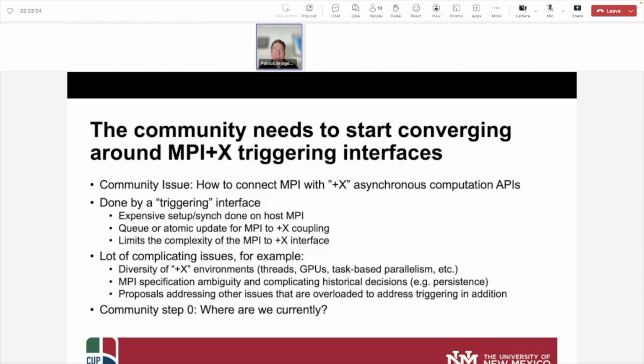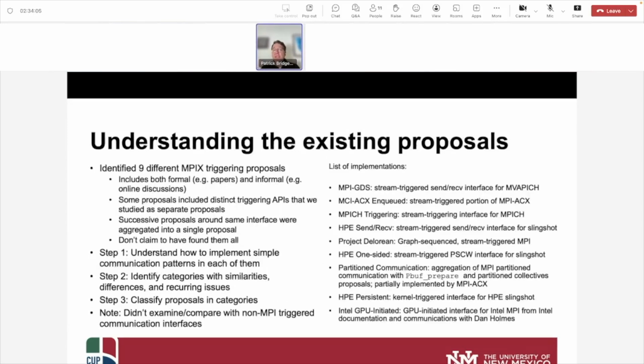And so as we kept talking to people and saying, okay, we need to start doing something to provide people APIs here, our first question was, where are we now? And so that's what motivated this paper, which is really trying to understand what the state of play is for all the various things that people have proposed up until we wrote this paper, because there are additional proposals, as you see, for dealing with MPI+X triggering. So we spent a lot of time just digging through presentations, proposals, old papers, conferences, discussions, reaching out to colleagues, seeing what people were talking about.